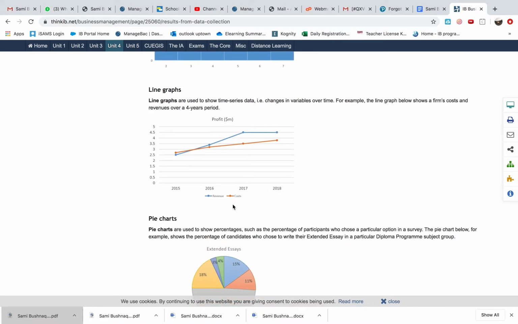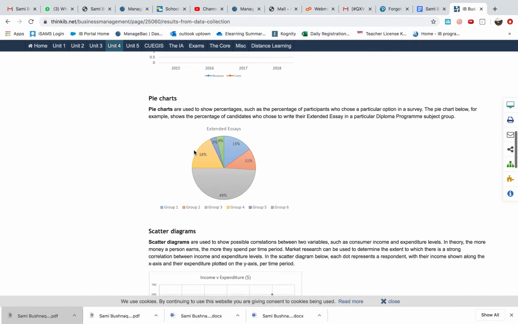Line graphs are used to show time series. So for example, you can show changes in variables over time. So down below, you can see a firm's cost against the revenues over a 4-year period. This is great when you're trying to find break even, right? So you've got your cost line here, and then your revenue line. So at what point is that your break even? Oh, look, and then all of a sudden now you're making a profit because your revenues are higher than your cost. And it's over time. So when did they break even? You could say, oh, around halfway through 2015. So you can see how helpful and useful that is.